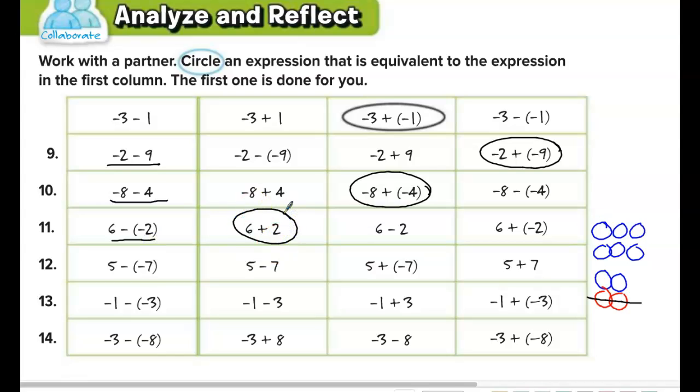Okay, so then which is the same as number 12? 5 plus 7. Good. Number 13, this one's a little bit different too. So if I started with 1 negative, and I need to take away 3 negatives, do I have 3 negatives to take away? No. So I need to add how many more 0 pairs so that I have 3 negatives to take away? 2.